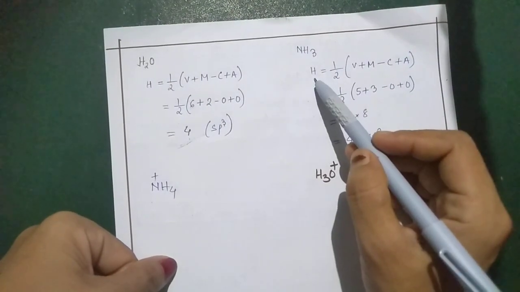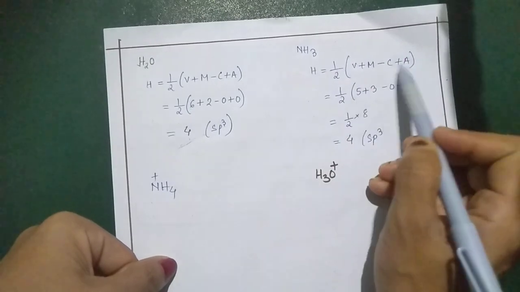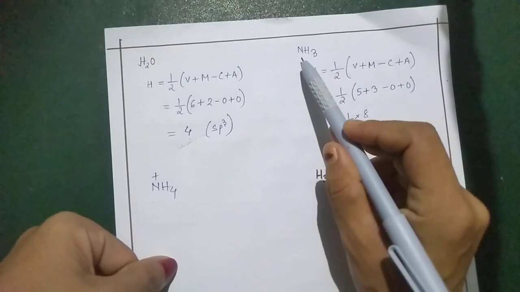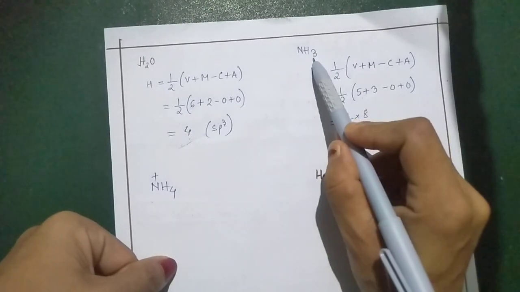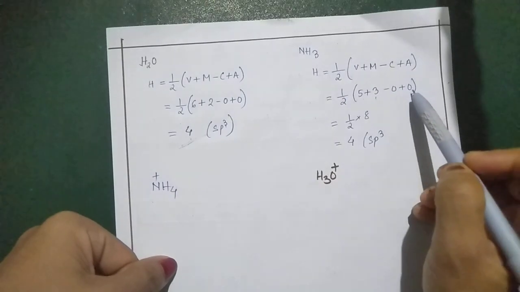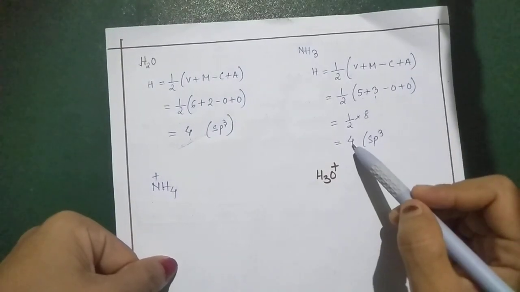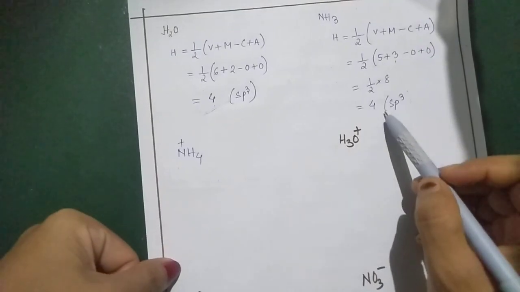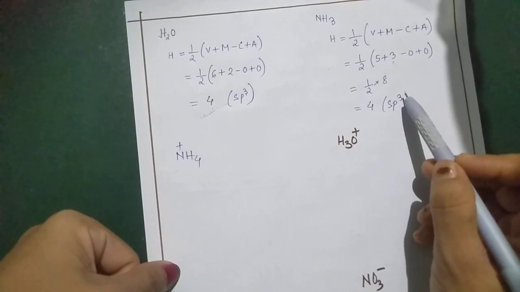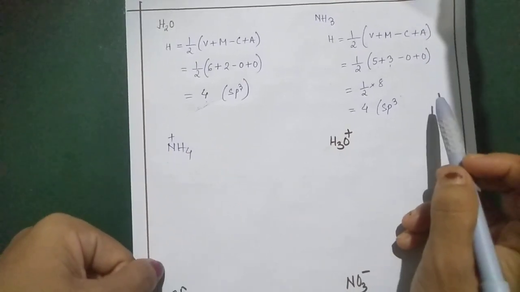Let's take another one, that is ammonia. Half, what are the valence electrons of nitrogen? The valence electrons of nitrogen is 5. How many surrounding monovalent atoms? 3. There is no charge at all, so 0 and 0. By calculating again we got 4, that is sp3. So the hybridization of the central atom is sp3. Hybridization is always shown by the central atom only, not by the surrounding atoms.